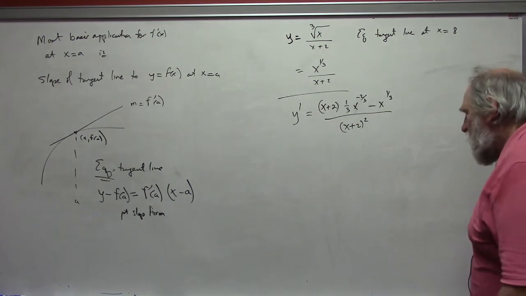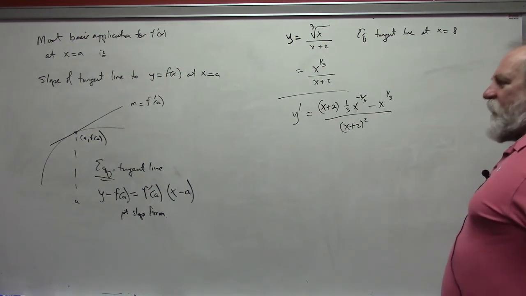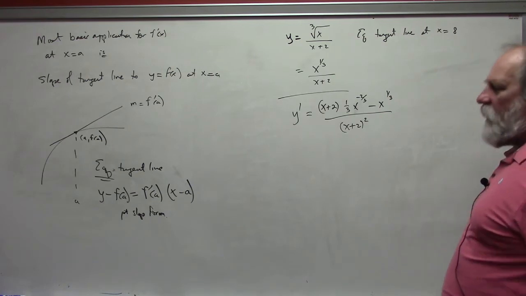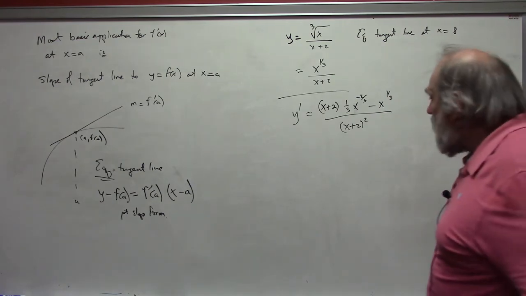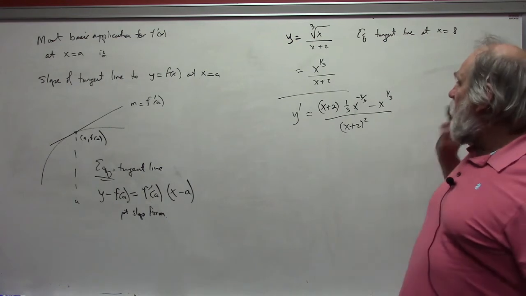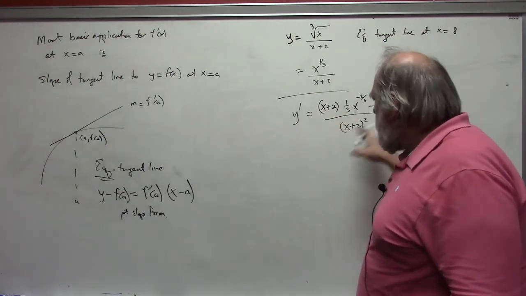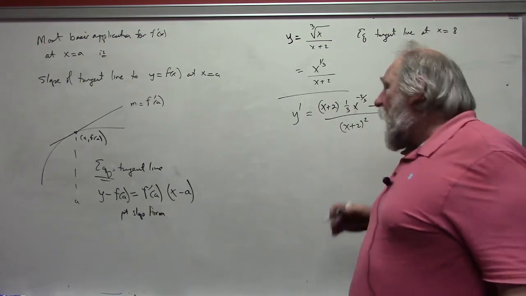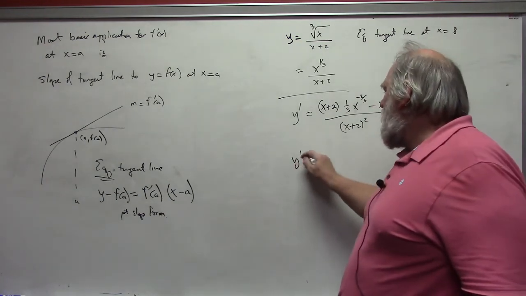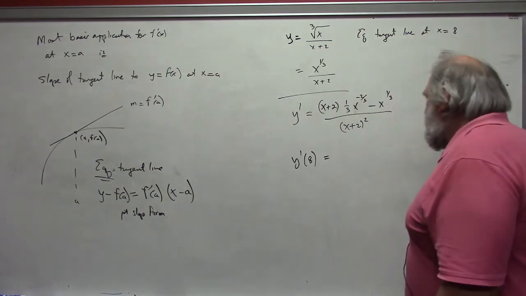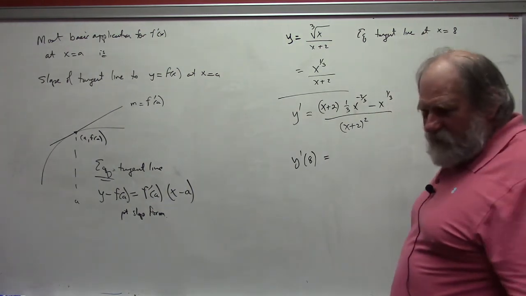Now, I really don't care about the derivative rule in this particular example. What I care about is the number. I really care about the derivative at 8. And so rather than simplifying this algebraically, I am just going to put in x equals 8. And so then I'll deal with simplifying the numbers.